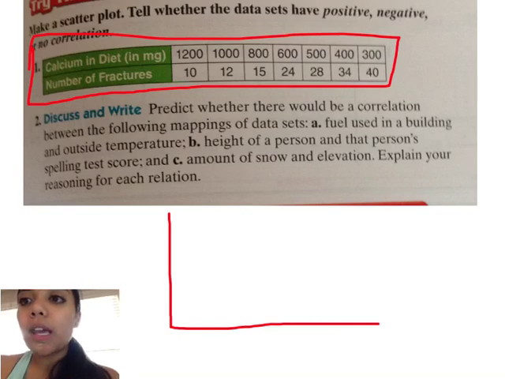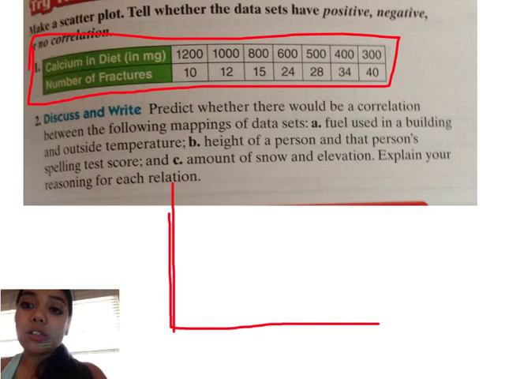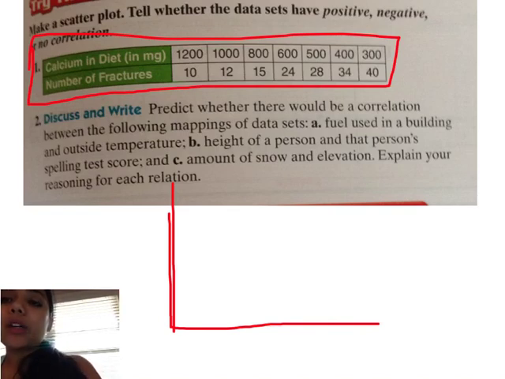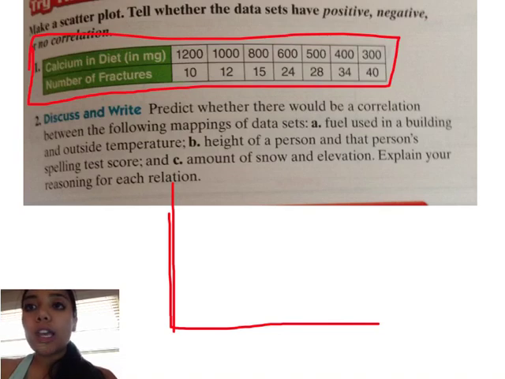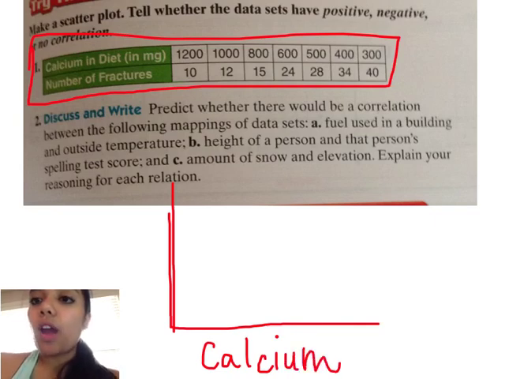So if you were to make one, you would have to label your X and Y axes. So you need to figure out which one's dependent and which one's independent. If it is dependent, that means that it relies on the other one. If it's independent, it doesn't rely on the other one. So calcium and diet and number of fractures. If you think calcium and diet is the independent one, then you're right. So that goes on the bottom, on your X axis, and then number of fractures goes on your Y.